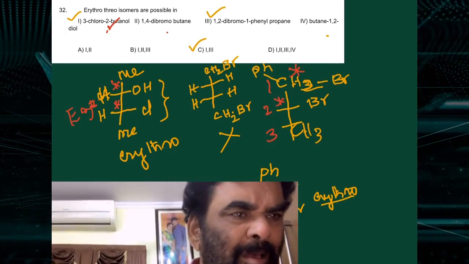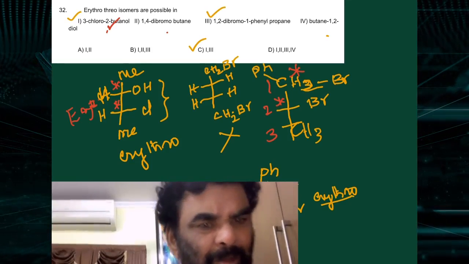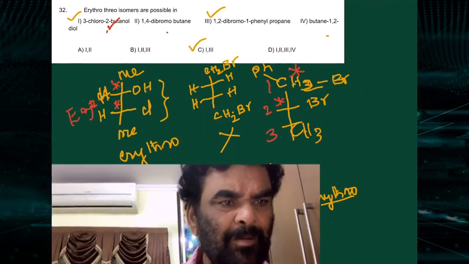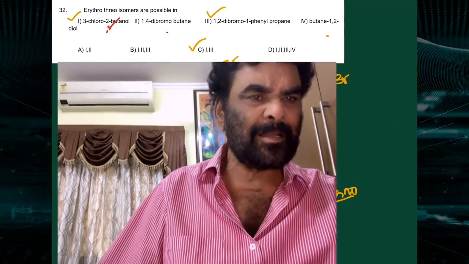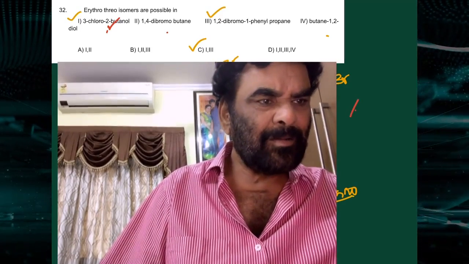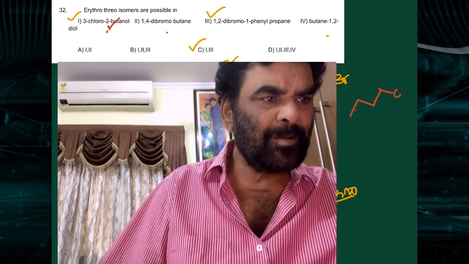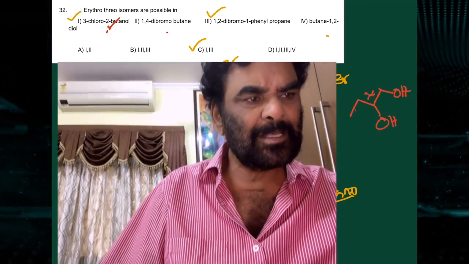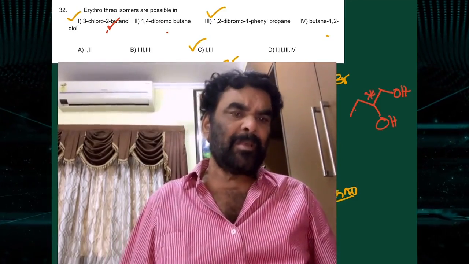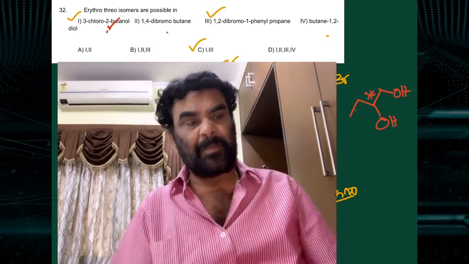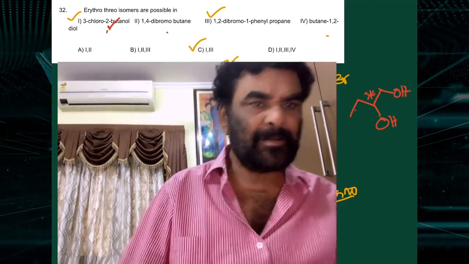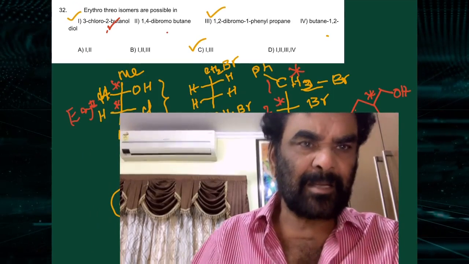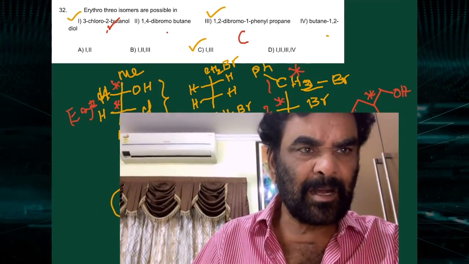This is possible. Butane-1,2-diol: there is only 1 chiral center in butane-1,2-diol. That is 1, 2, 3, 4. This is not a chiral center. This is a chiral center. The erythro-threo concept is valid for systems where minimum 2 chiral centers are present. Therefore, here 1, 3 are correct. That is, C is your correct option.